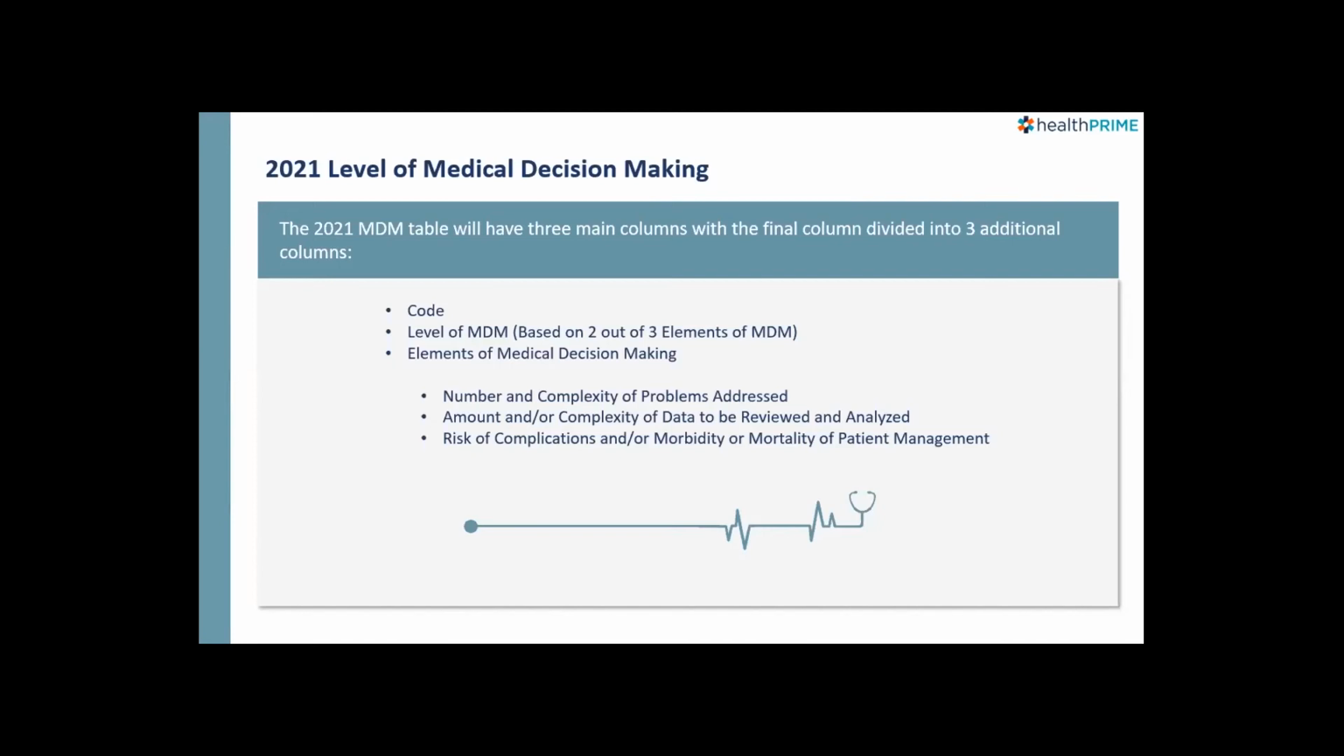Second one, amount and/or complexity of the data to be reviewed and analyzed, which is also called data point. And risk or complications and/or morbidity or mortality of patient management, which is considered the table of risk, by which we analyze the risk to the patient.